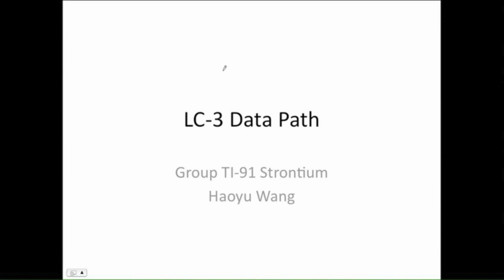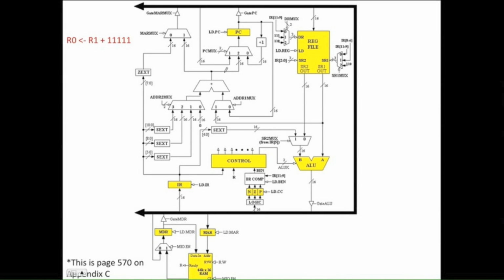Okay, let's talk about the LC3 Datapath. The datapath consists of all the components that actually process the information that comes from the instruction. So here's the block diagram of the datapath. In here, you can see some of the key components in the LC3, such as the ALU, the control structure, the register file, as well as the memory.